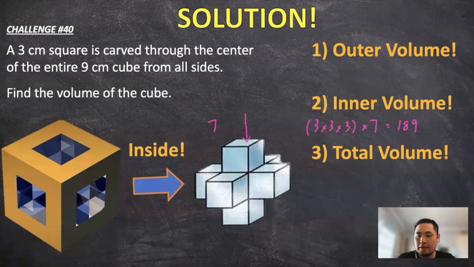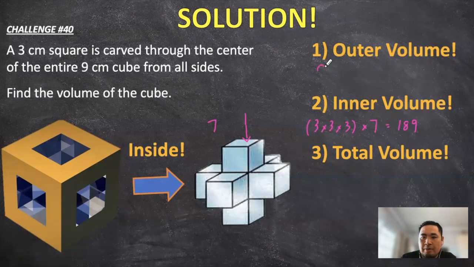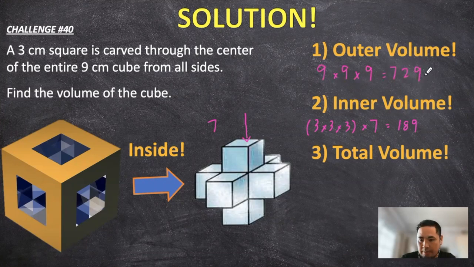And once we find the volume of the inside, we can think about finding the volume of whatever's left over by subtracting the inner volume from the outer volume. So the outer volume can be found by taking the 9 and multiplying it 3 times with the volume formula. And that should give us a total of 729 cubic centimeters.